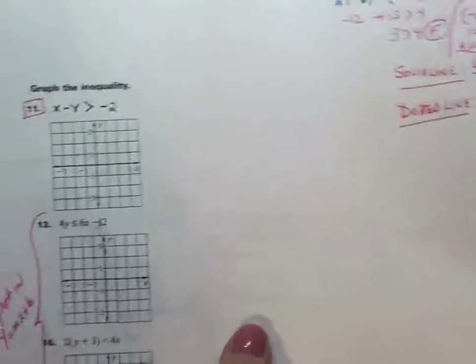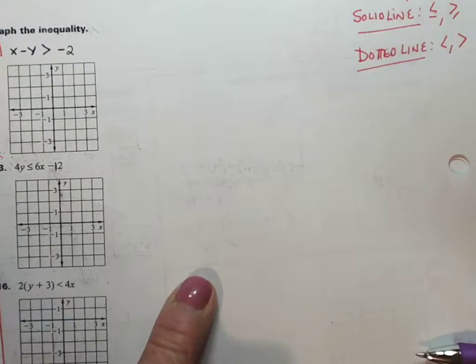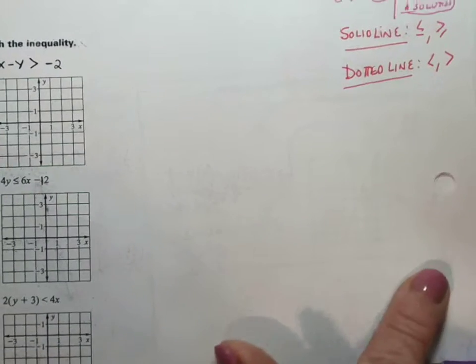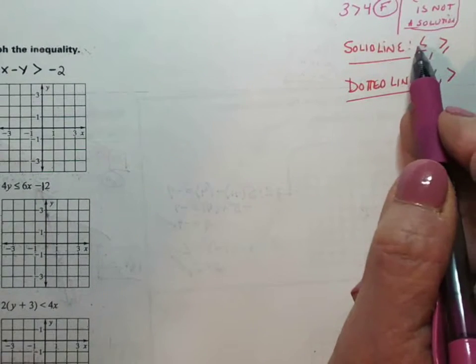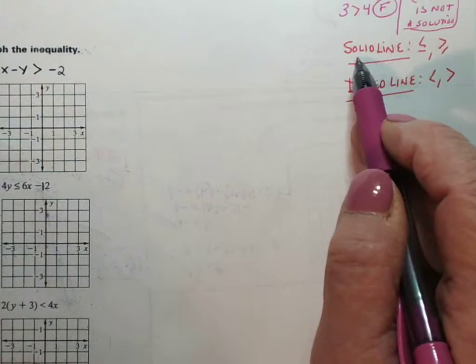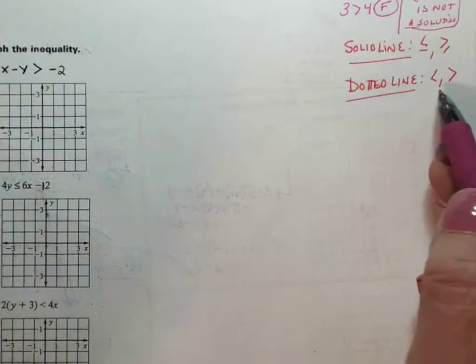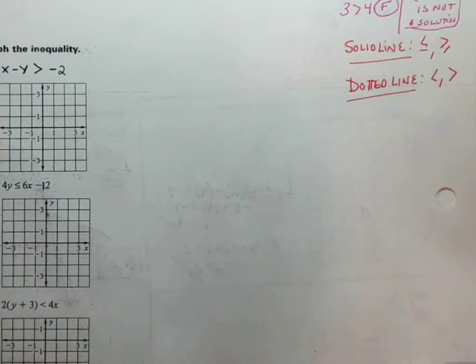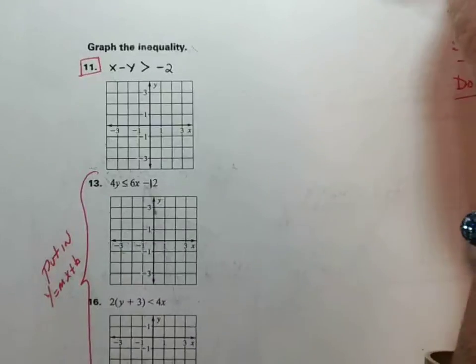So now the rest of the problems on this page are going to be graphing inequalities. The first thing to make sure that you remember, it's important: if you have an equal sign, it's a solid line. So less than or equal to, greater than or equal to, your line is going to be solid. If you do not have an equal sign, your line is going to be dotted. So I'm going to do number 11 with you. 11 is the trickiest of these problems.